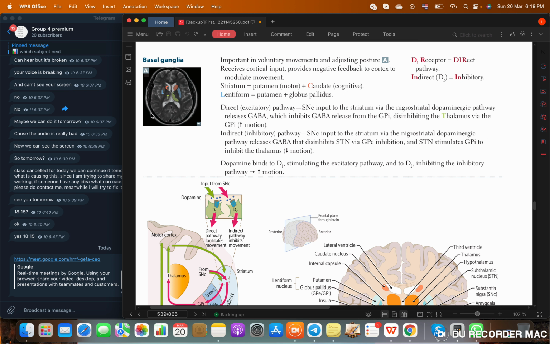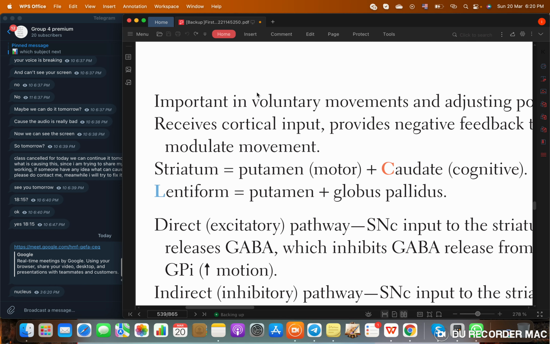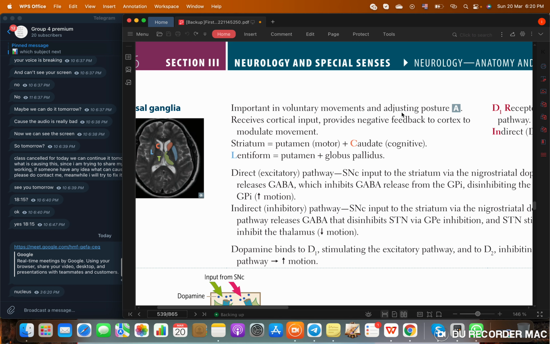And how do we normally call a collection of the bodies of the neurons inside of the CNS? Nucleus, yes. So they called it ganglia. This is incorrect. However, because this term is so old, basal ganglia, they kept it. So, basal ganglia are important for voluntary movement, so we actually have control over this, and for adjusting posture.